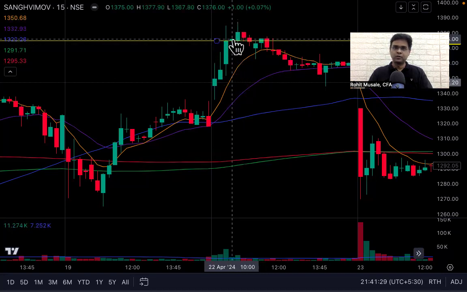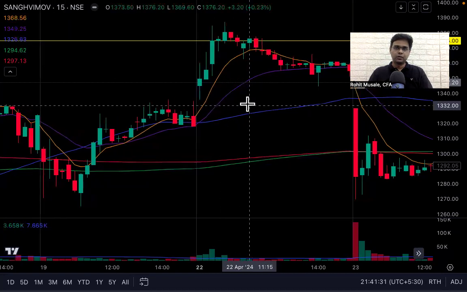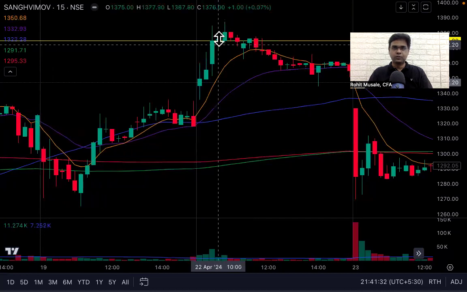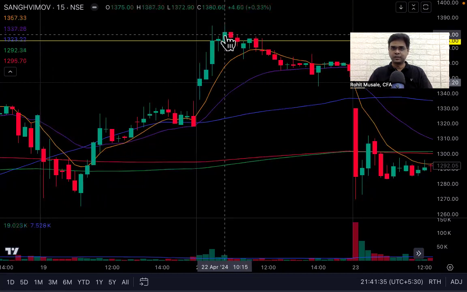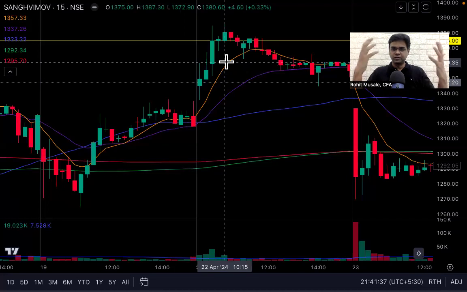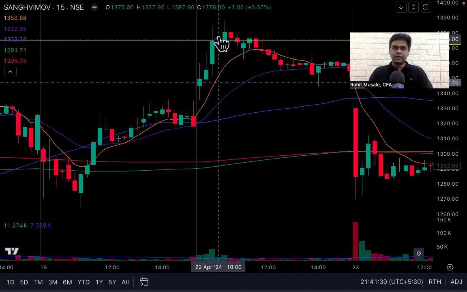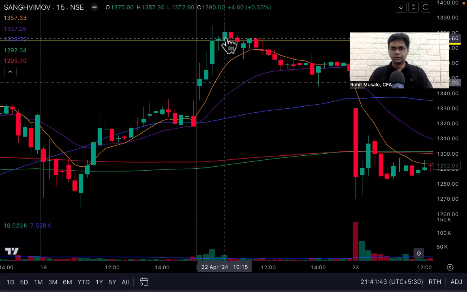So 3.125% here. Now you might say, Rohit, why didn't you wait for the next candle? The next candle is a much more convincing close, right? See, at this point, I don't know what is going to happen next. So the next candle could be a 10% up candle. I don't know. The stock could shoot up 10% in 15 minutes. I have no idea what is going to happen next.